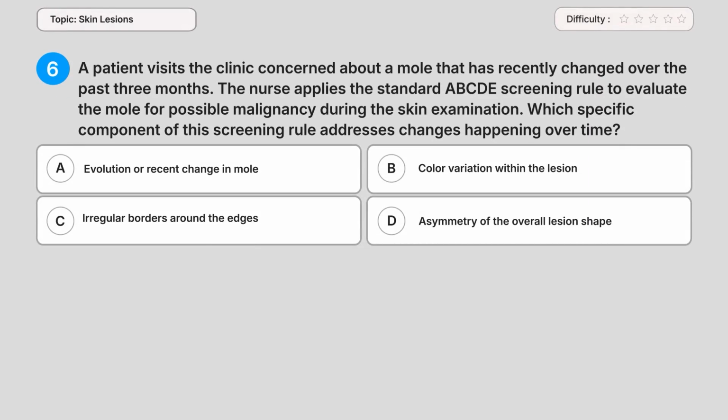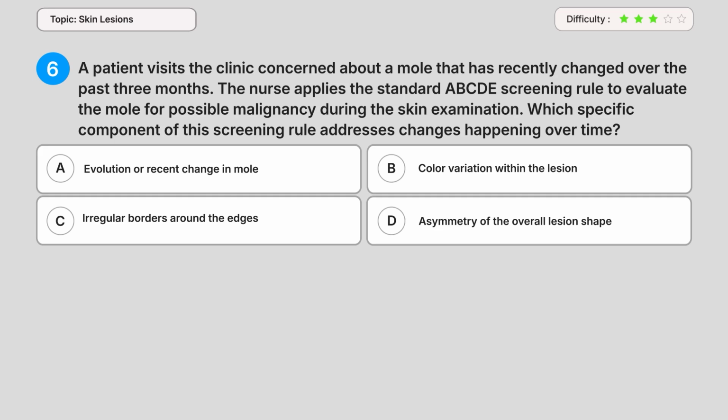6. A patient visits the clinic concerned about a mole that has recently changed over the past 3 months. The nurse applies the standard ABCD screening rule to evaluate the mole for possible malignancy during the skin examination. Which specific component of this screening rule addresses changes happening over time?